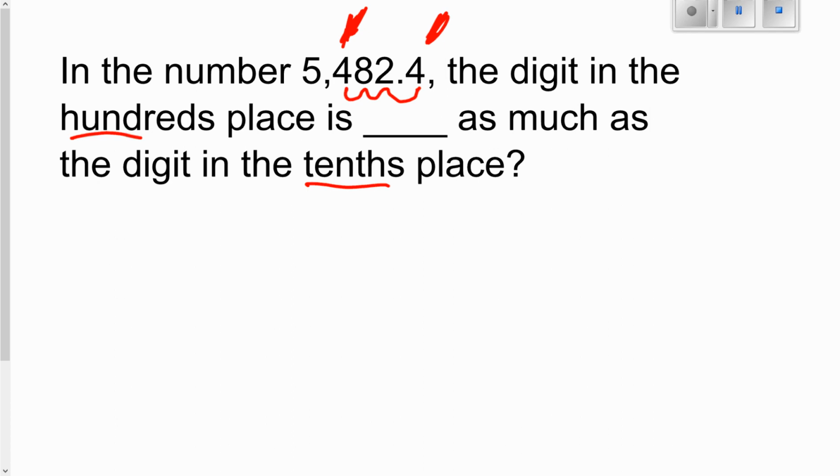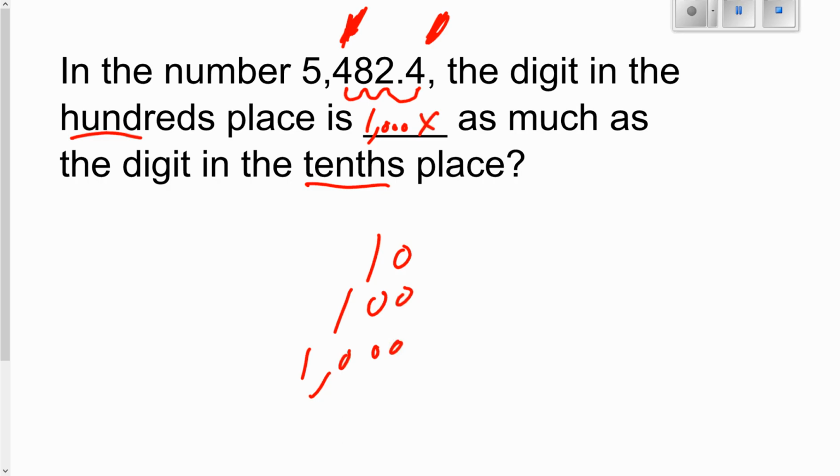Each time it moved over, it got 10 times bigger. So the first time it got 10 times bigger, then it got 100 times bigger, and then it got 1,000 times bigger. So if it moves over 3 places, it is 1,000 times bigger, which means that our answer is 1,000 times as much as the digit in the tenths place.